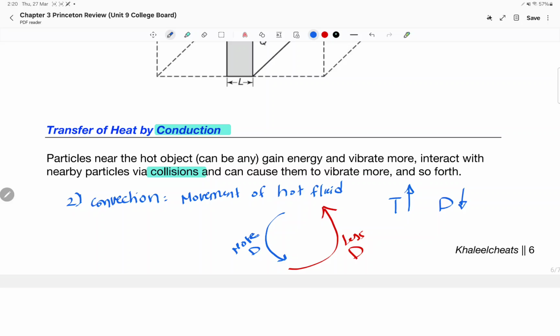Now, the third method of heat transfer is called radiation, which means the sunlight or the flame of a fire. But radiation is able to travel in a vacuum. So whenever you see vacuum, know that it's what? It's radiation. Okay. Because space means a vacuum, the sun's energy can travel in a vacuum.